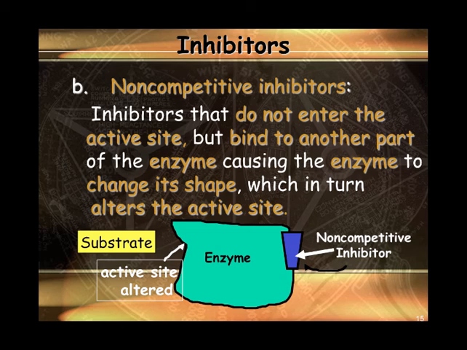A non-competitive inhibitor still prevents the substrate from binding, but this time it is by attaching to a different spot on the enzyme. When it binds, it changes the folding shape, the quaternary structure of the enzyme, so that its active site is no longer the right shape. Again, think about a lock and key. If the shape of the lock changes, the key will no longer fit into the lock.